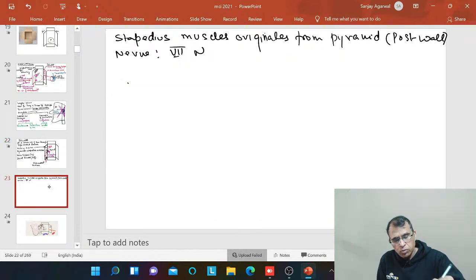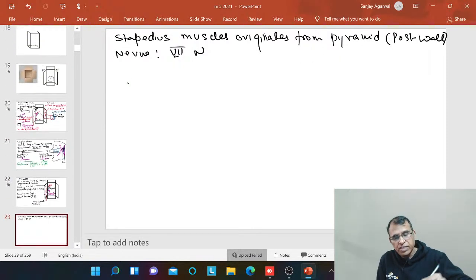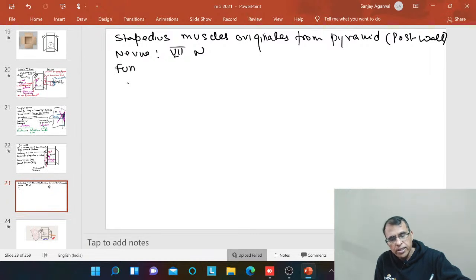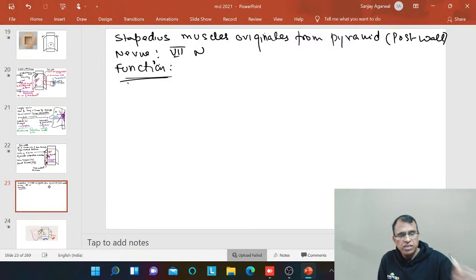Now comes the main thing: what is the function of the stapedius muscle? This is important. Any idea? Please write in the comment, let's see, it's a very important MCQ. What is the function of the stapedius muscle? I'm waiting for you guys to write the correct answer.